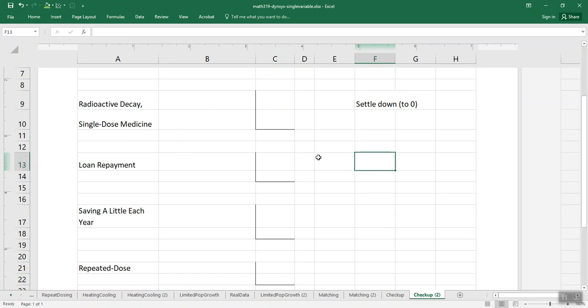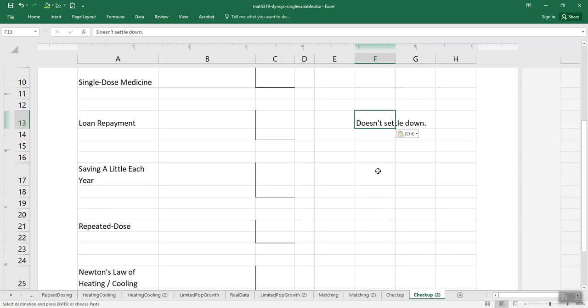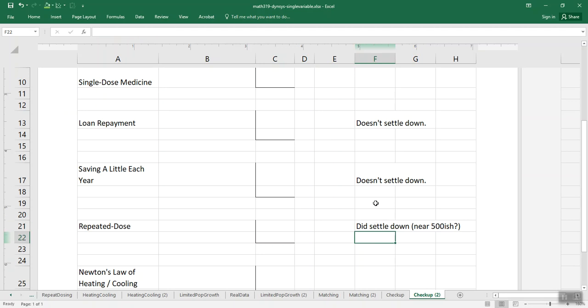And the single dose of medicine. The loan repayment, that started off getting paid off slowly and then faster and faster, so that didn't settle down. Saving a little each year also didn't settle down. The savings account just grew more and more, or if we started with too big a negative number, it just grew more and more negative. Repeated dosing did settle down. Maybe near 600-ish, I don't remember, maybe it was 500-ish. We never really spotted it exactly.